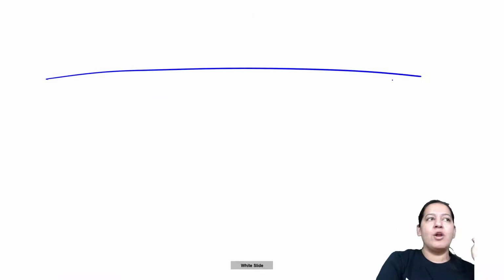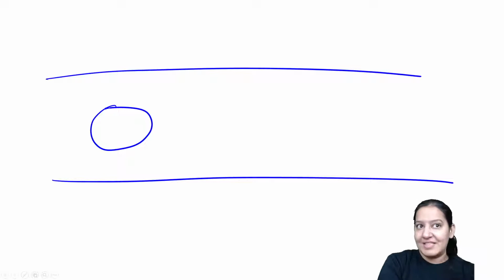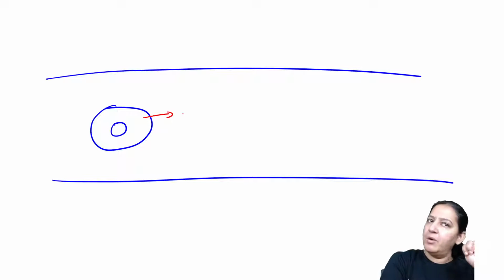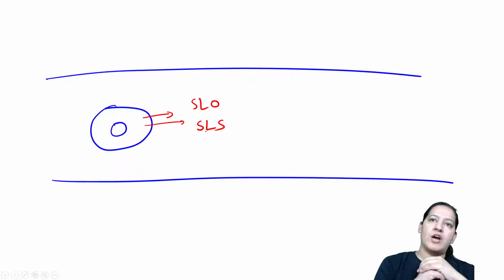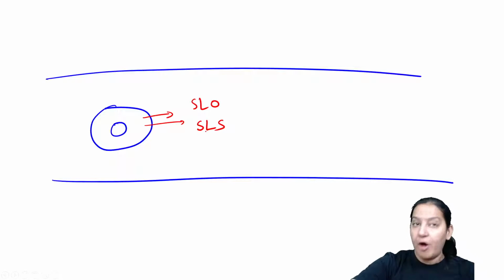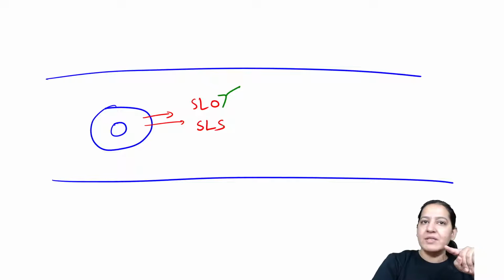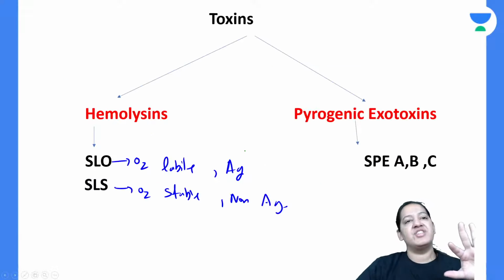Imagine this is the blood vessel of a human in which Streptococcus pyogenes bacteria have entered, causing sepsis. This is the bacteria. So the bacteria will secrete toxin inside the blood. As I have told you, both toxins will come in the blood. Both hemolysins will come in the blood. SLO will also come in the blood, SLS will also come in the blood. After coming in the blood, the human body will form antibodies against this one. Antibodies against this one will not form because this one is antigenic and this one is non-antigenic. Give me a thumbs up if you got the meaning of antigenic, non-antigenic.